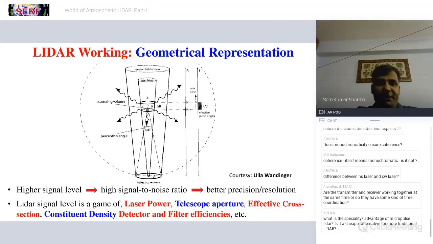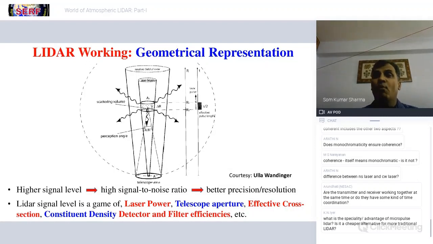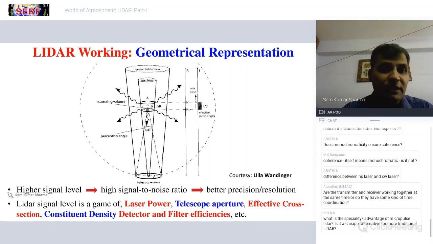These are very important. Two sentences are there. In the lidar, you need more and more signal, because if more signal is there, then the signal to noise ratio is strong, meaning noise is small and signal is big. So a higher signal level means a high signal to noise ratio. That is our utmost requirement.